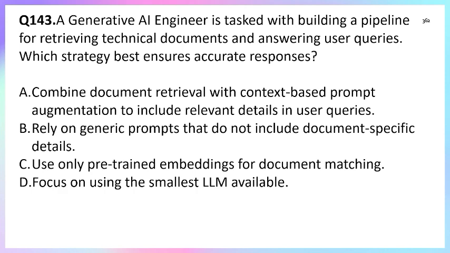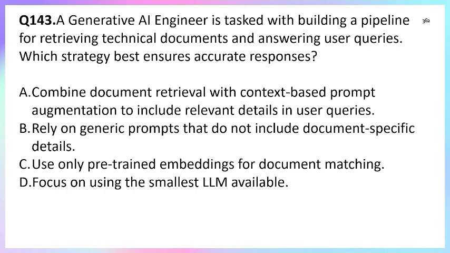So, what is the question asked? The question asked is: you are a generative AI engineer building a pipeline to determine the technical document which will give the answer to the user. Option A is to combine document retrieval and context-based prompt augmentation to include the retrieved detail with the user query. This is the correct option.